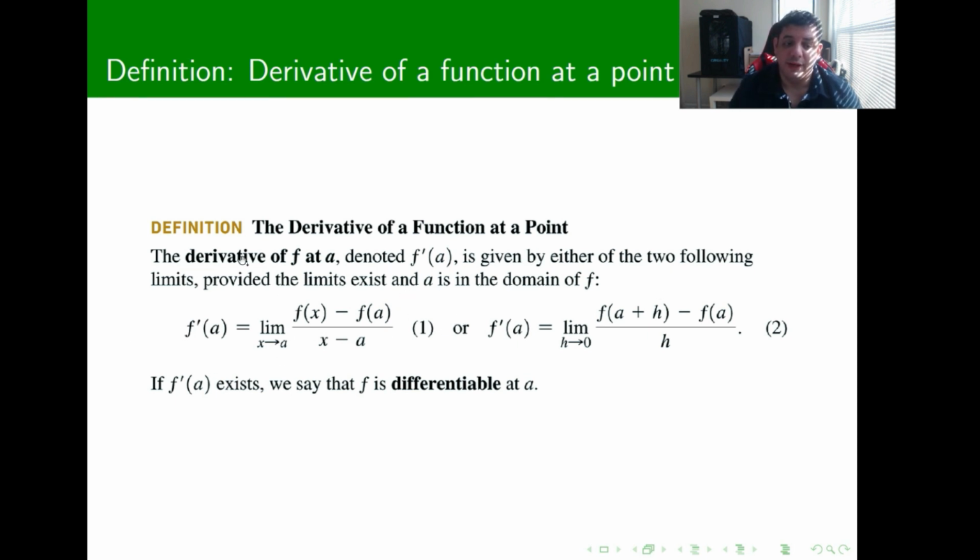and I showed the examples. So with either f prime of a being equal to the limit of x going to a of (f of x minus f of a) divided by (x minus a), or using f prime of a as the limit when h goes to 0 of (f of a plus h minus f of a) over h. If any of these two limits exist, and of course if one exists, the other one is going to exist as well, we say that f prime of a exists, and we say that the function is differentiable at that point. So it's differentiable at the point a.